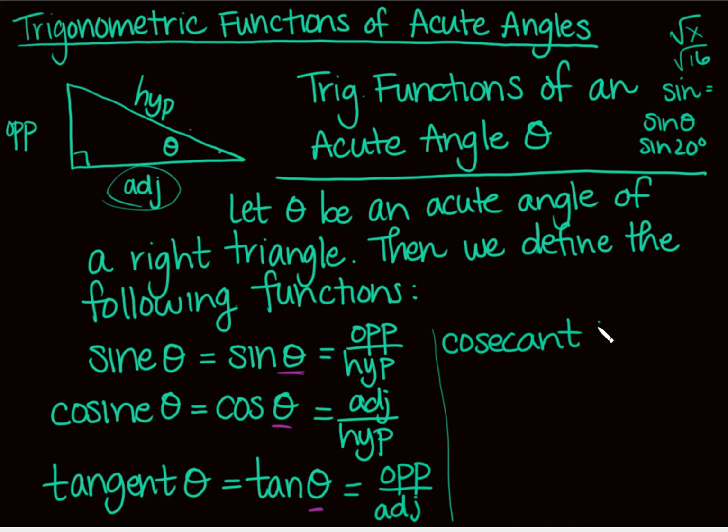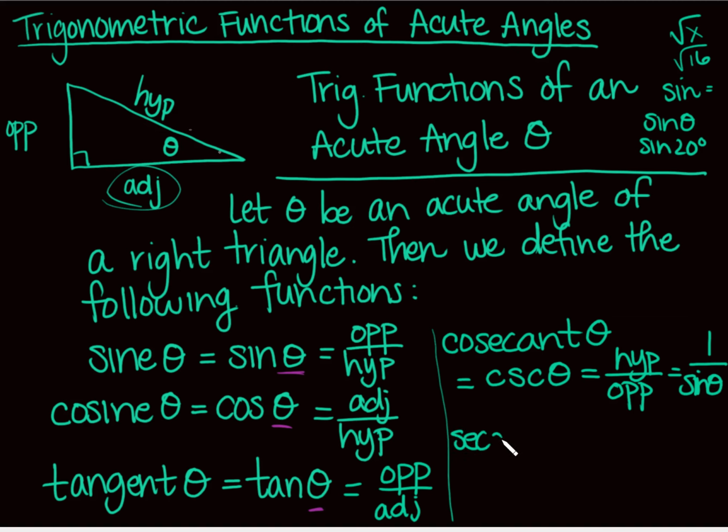This is the cosecant of theta, abbreviated CSC of theta. It's basically we just flip what we do with sine. So it's hypotenuse over opposite, which is the reciprocal of sine. So it's 1 over sine. I'm sorry, I'm running out of room here.